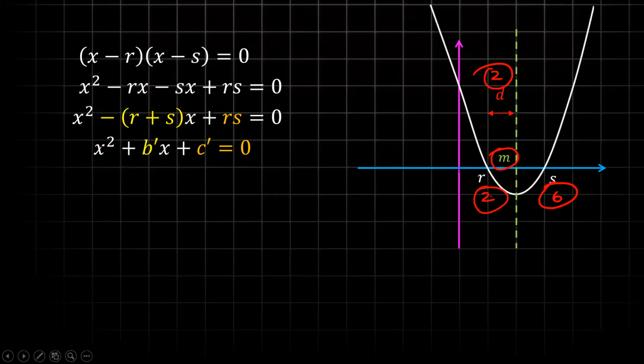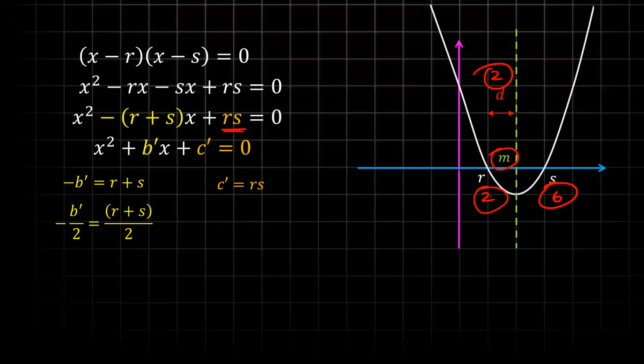You guys know that. The sum of the roots is given by something related to B. But then C dash is the product. Agree with me on this?